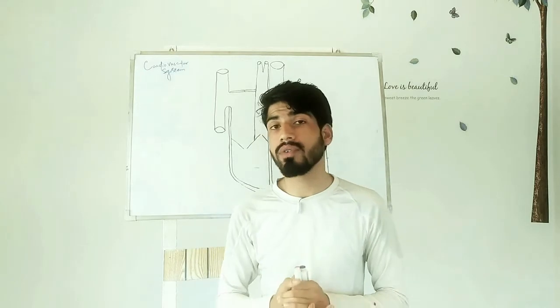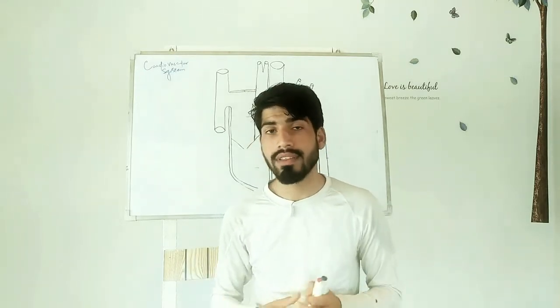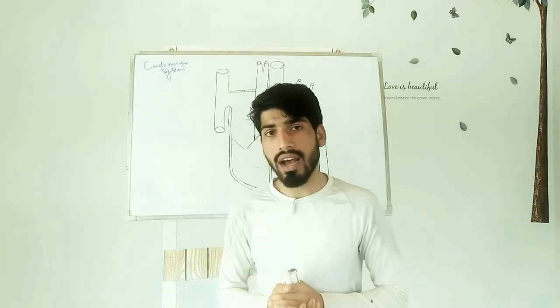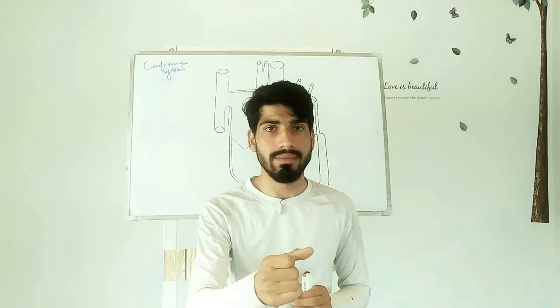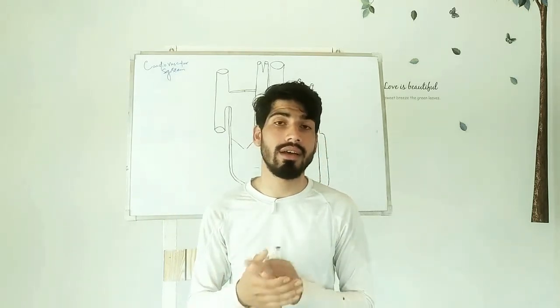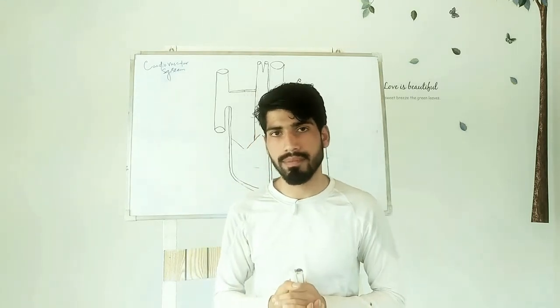In a cardiovascular system, there are three main components. The first one is the heart, the second one is blood vessels, and the third one is blood itself. The job of the heart is to pump the blood, and the blood vessels, which carry the blood, are like delivery routes.